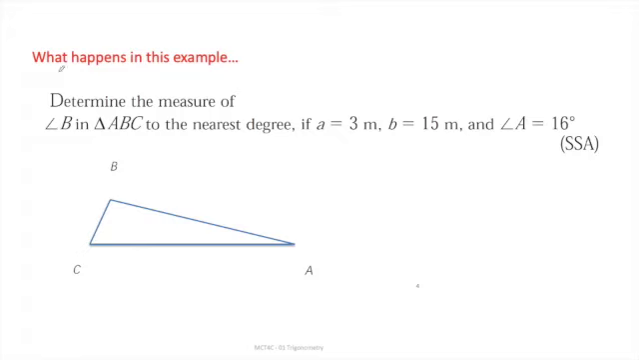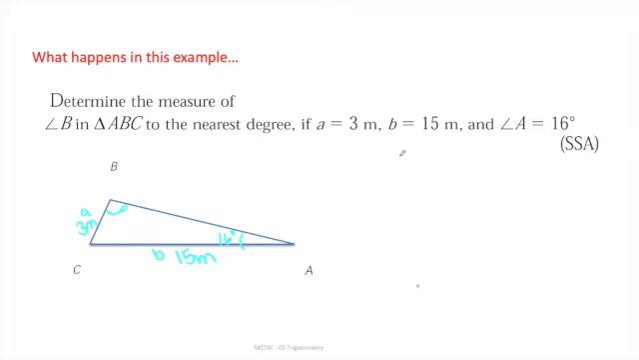Here's another example, and this is where our ambiguous case is going to come in, but I'll show you why. So determine the measure of angle B to the nearest degree. So this would be side A, so it's 3 meters. This would be side B. This is 15 meters, and angle A is 16 degrees. So you're given side, angle.